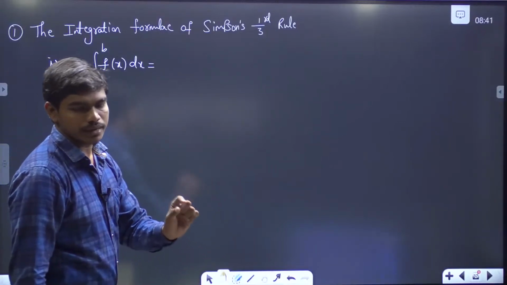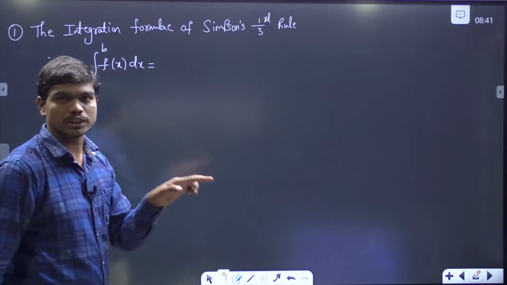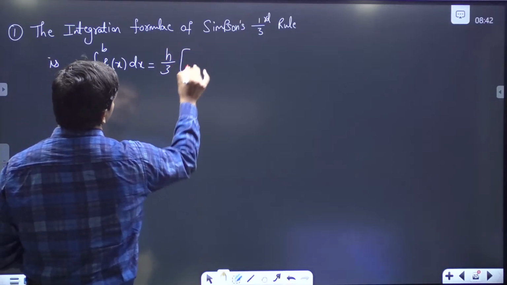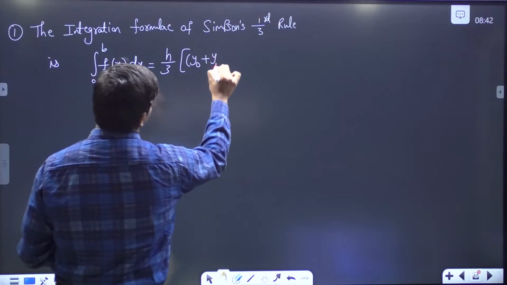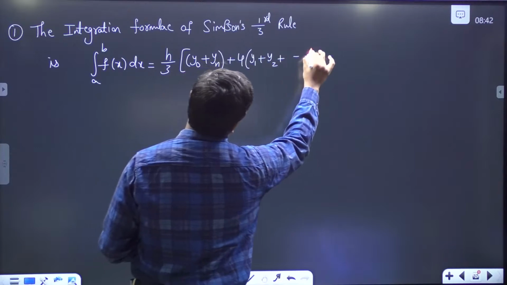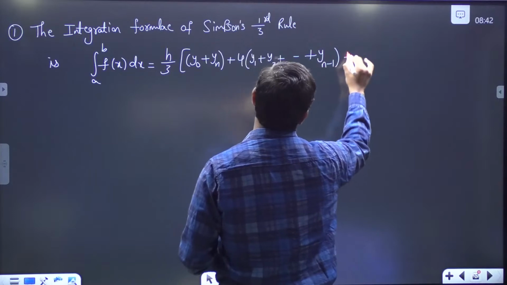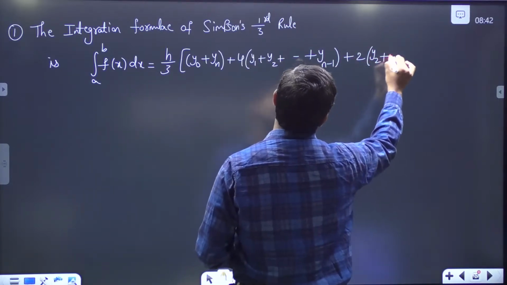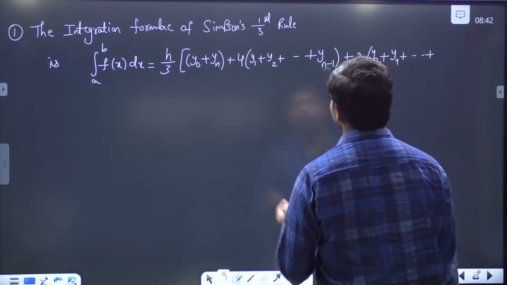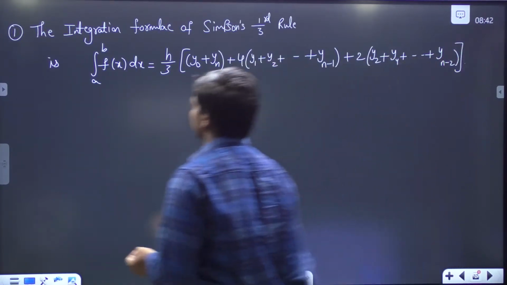yeah, we are considering 2 parts at a time, Yugandhar. So we are taking 2 subintervals at a time, and we are fitting a quadratic polynomial for these 2 subintervals simultaneously. So h by 3 into y0 plus yn plus 4 times of y1 plus y3 and so on, plus yn minus 1, plus 2 times of y2 plus y4 and so on, plus yn minus 2. This is what you have.